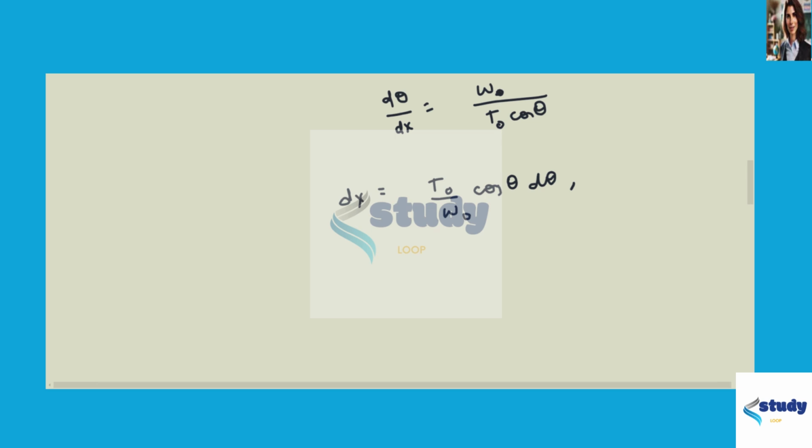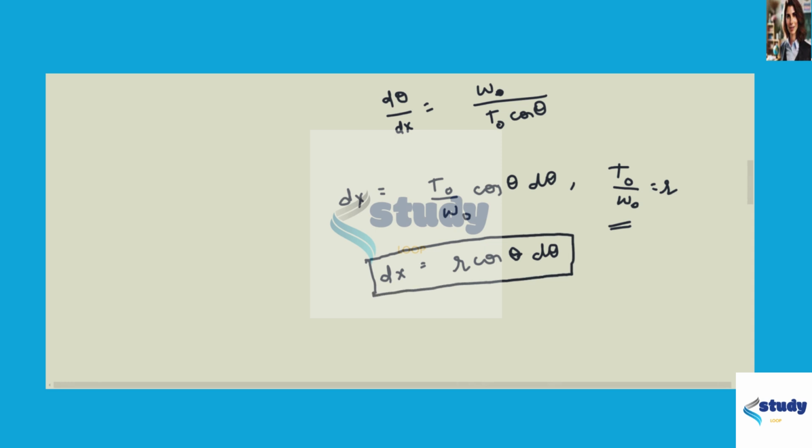Okay, so if we substitute t naught by w naught as equal to r, because this is a constant, and we will later see that this will become the radius of the circle, then dx becomes equal to r cos theta d theta. Okay, so our dx equals r cos theta d theta. So this is the equation of a circle with the radius as r, not the complete equation of the circle, but this will prove that our arc is a circular arc.